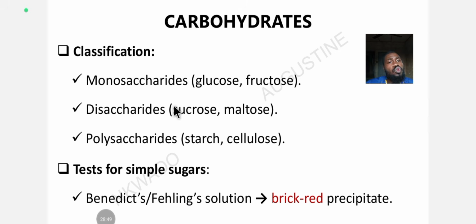Disaccharide includes what? Sucrose, maltose, and what's the final one? Lactose. While polysaccharide includes what? Starch, cellulose, and so on and so forth. You have hemicellulose, you have lecithin, and so on and so forth. There are many. What are the tests for simple sugars?